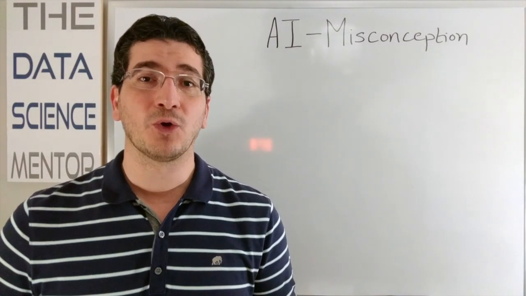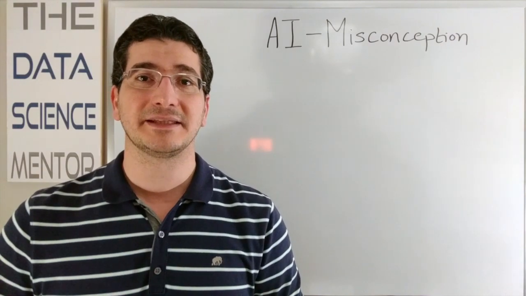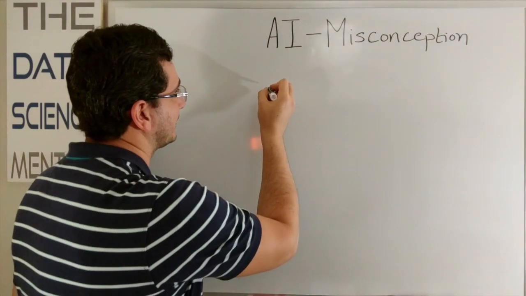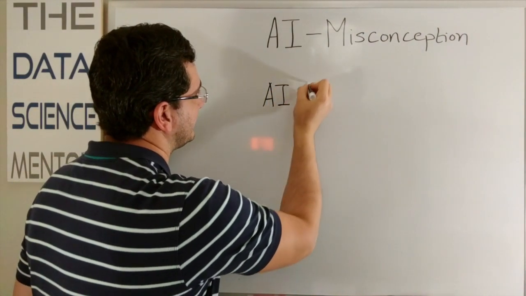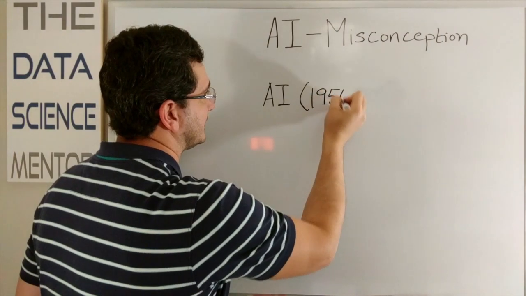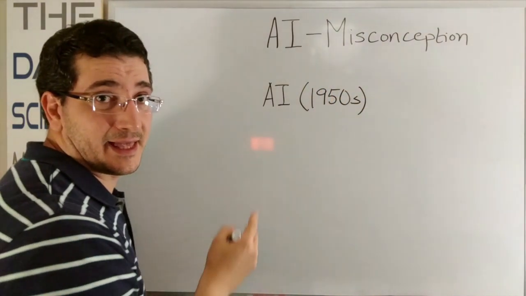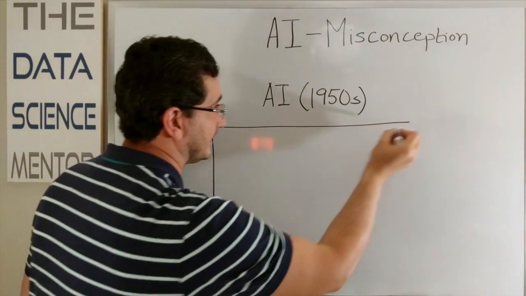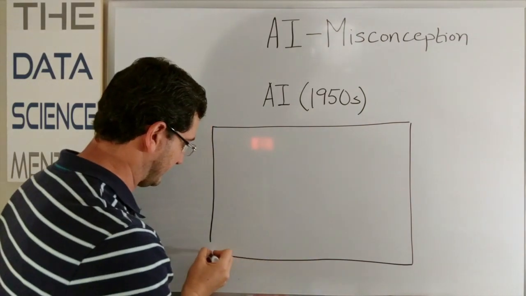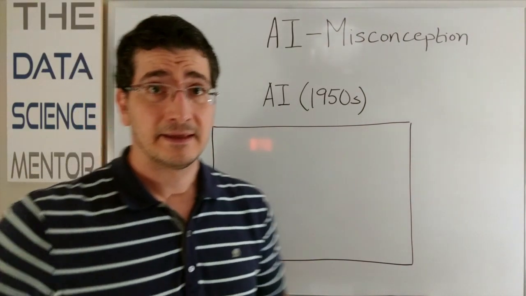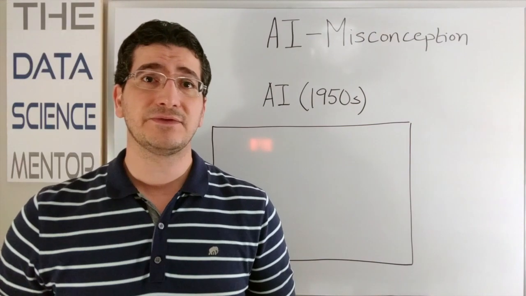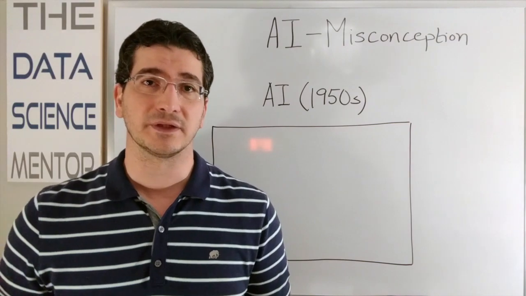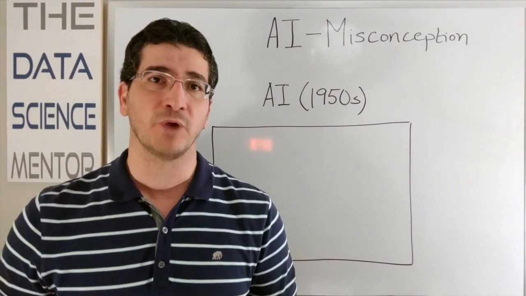Artificial intelligence, or AI, started back in the 1950s. Let me put it on the board. So AI, 1950s. And let's assume that this is the AI space. Now, the goal back in the 50s, as the goal is now, was to get computers to behave with intelligence or mimic a human behavior in some way.